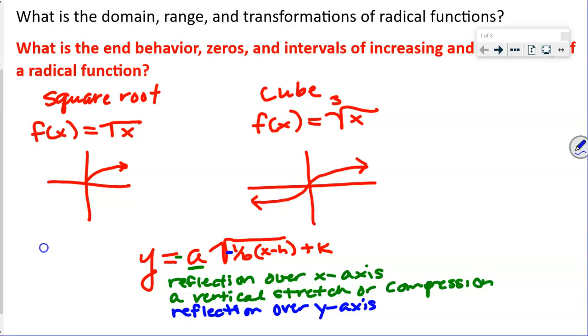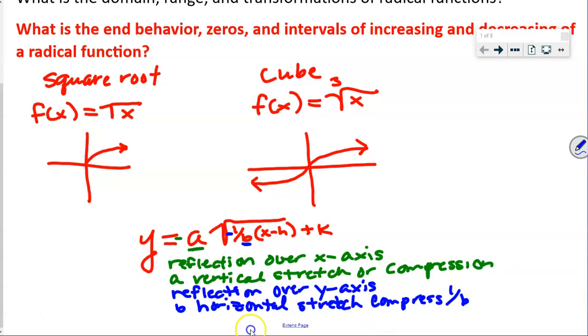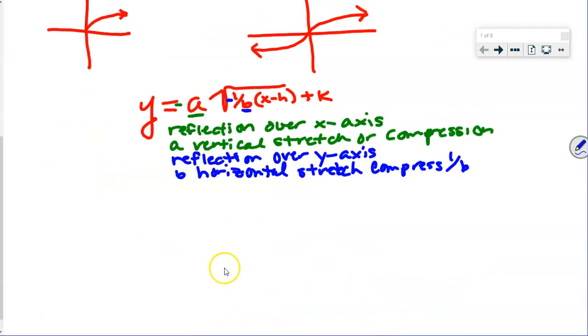And then our b, if you recall, that's this b right here. So b tells us it's a horizontal, again, stretch or compression. And the key with this one, guys, is it's going to be opposite. So it's going to be the 1 over b, which means if it was 1 over 4, it would be a stretch by 4. And if it was 4, it would be 1/4. So you're always going to invert it, okay?